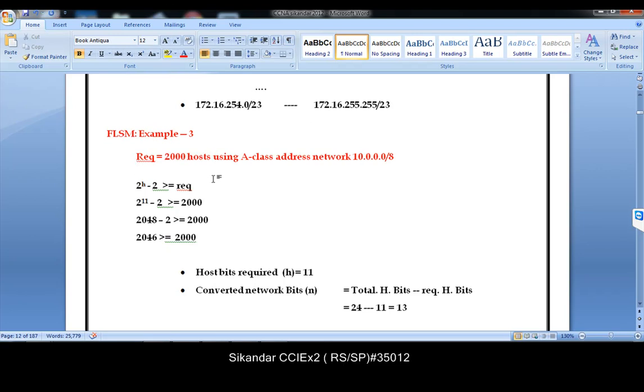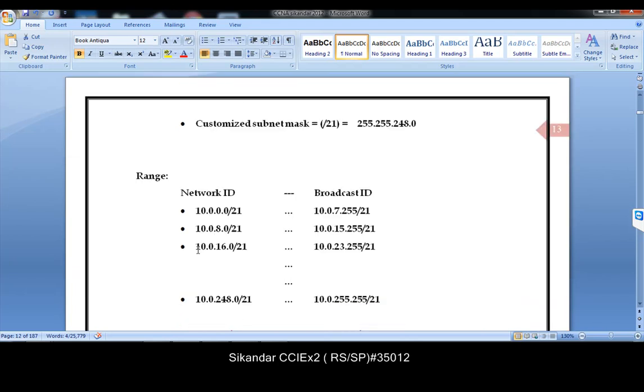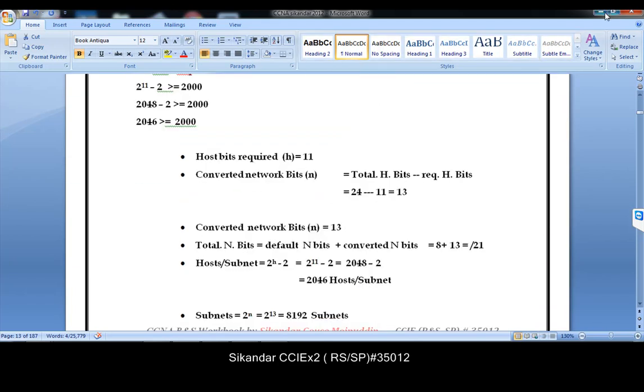Finish off this FLSM with the last example. I'll take any A class example now. Let us try to do some A class examples. I'm not going to take 2000. This 2000 you can use for your homework, and you can just go through this example for reference. I'll take another example here.